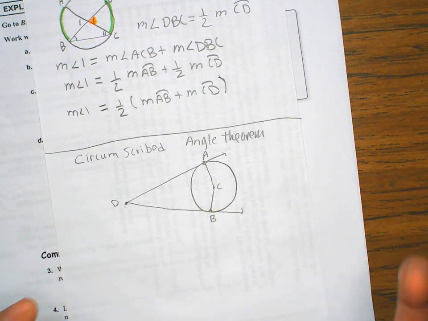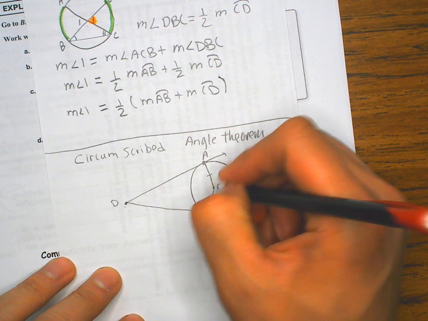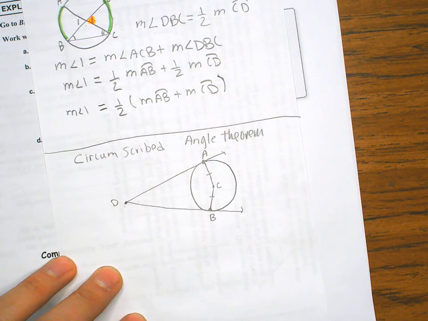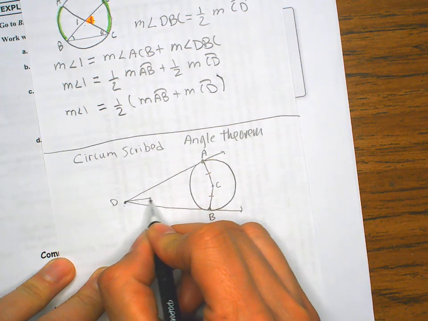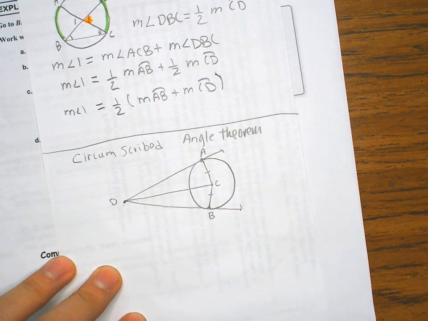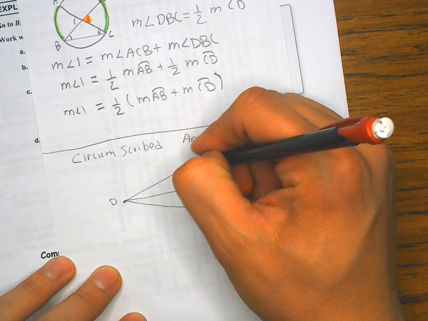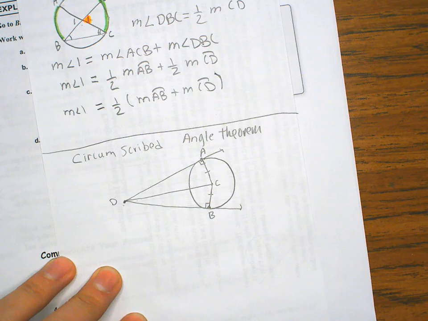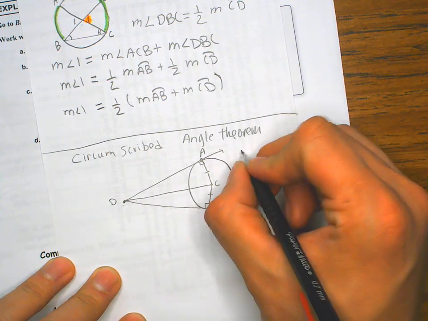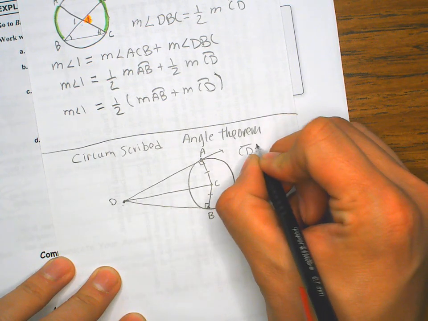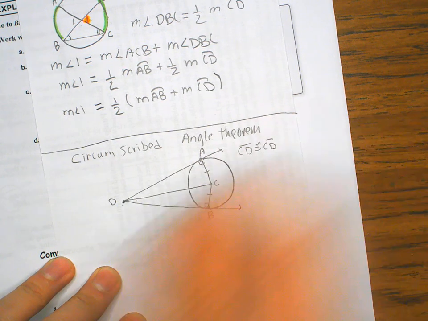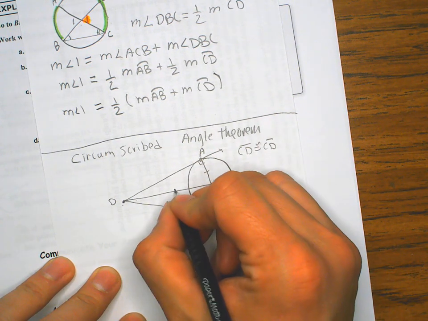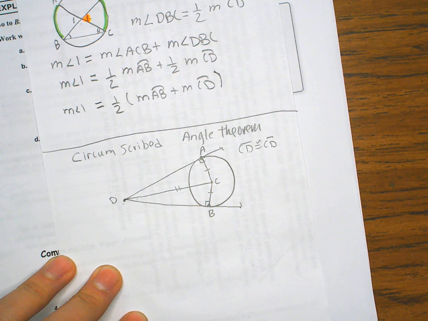So why is it that that's true? Well, for one, the radius of a circle, they're all the same. If I draw a diagonal right there, by the way, this is a right angle, and so is this, because they're tangents. This CD is going to be congruent to CD by the reflexive property of congruence, therefore making these two triangles congruent by hypotenuse leg. So just think about that.